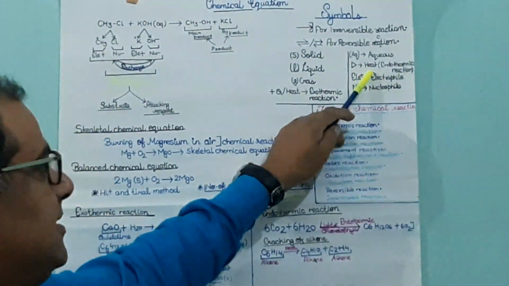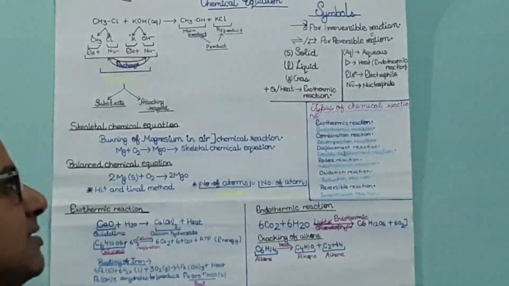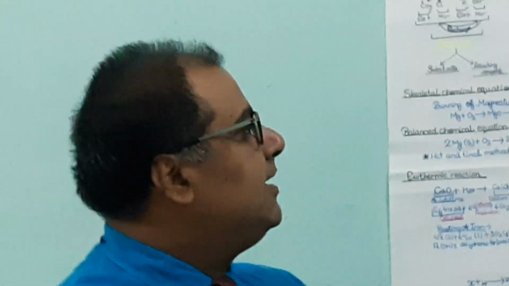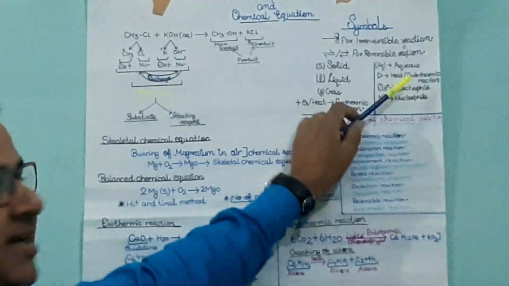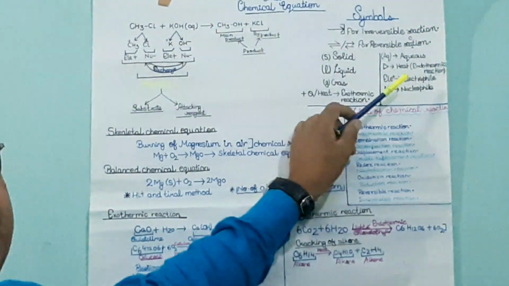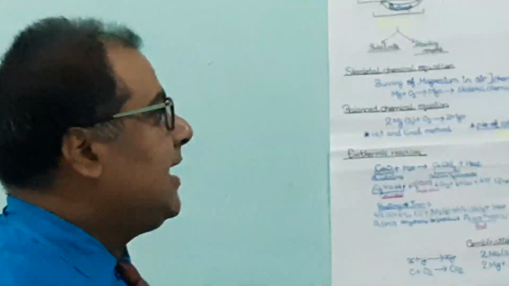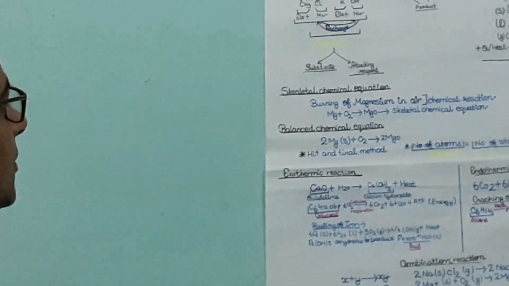Delta represents heat, that is, when this type of reaction absorbs heat, it is the representation of endothermic reactions. ELE plus is the electrophile, the positive part of the substrate. Nu minus means nucleophile, the negative part of the attacking reagent. So this is the chemical equation.